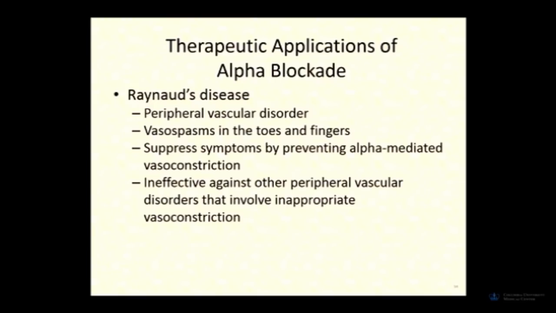So in cold weather, you get this inappropriate constriction, and either the hands and the feet will turn white, they'll blanch, or they'll turn blue. And then when you warm up the hands and feet again, blood flow returns. It's very painful when the blood flow returns, and the hands and feet tend to turn red. So the alpha blockers can help reduce the vasospasms in the toes and the feet and the hands that cause the Raynaud's.